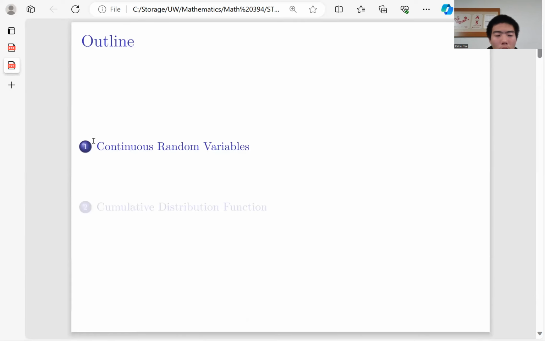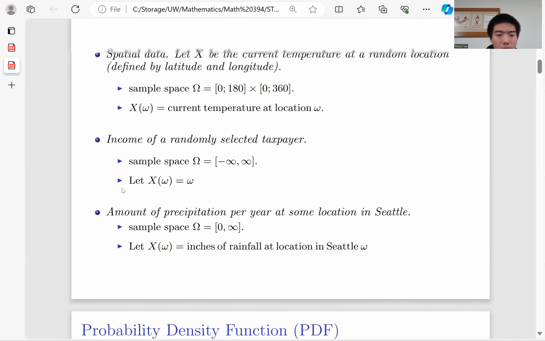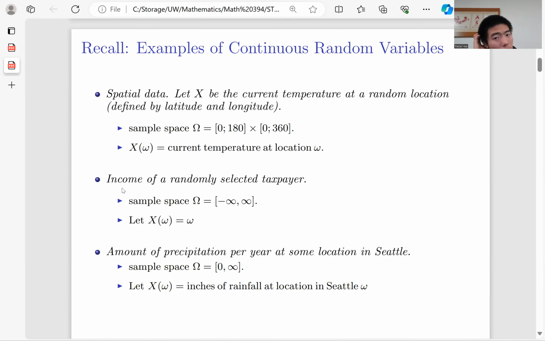For the rest of today, I'm going to talk more about continuous random variables and make a comparison to discrete random variables. Continuous random variables can be different from discrete ones because you cannot separate those points out.